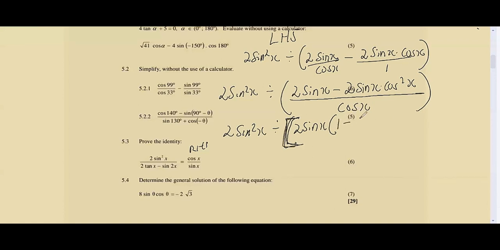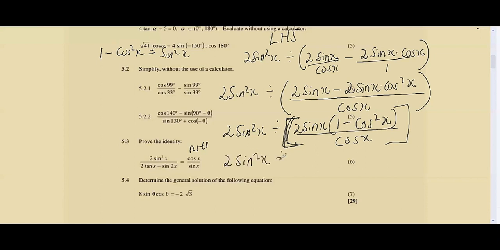So this is 1 minus cos squared x over cos x. But we know this from grade 11: 1 minus cos squared x is equal to sine squared x. So let's change this one here. This is 2 sine squared x divided by 2 sine x, and then over cos x.